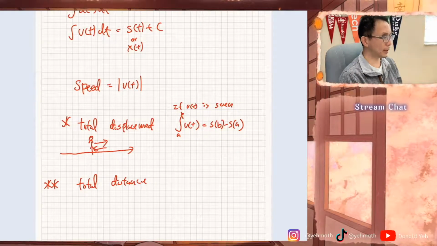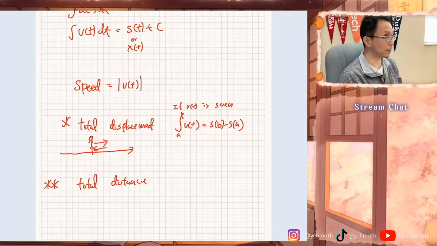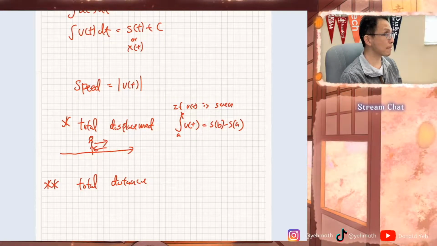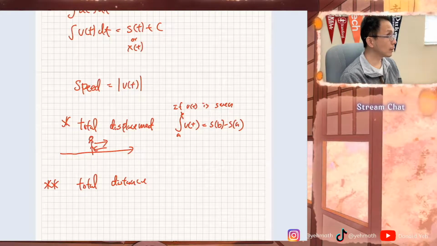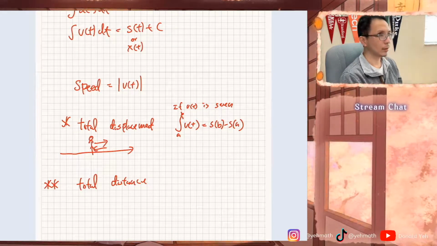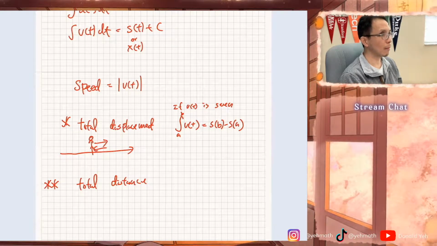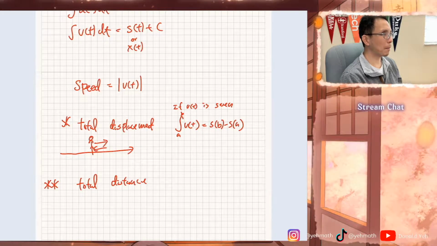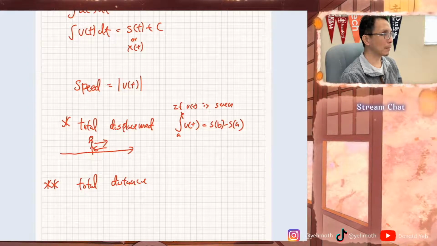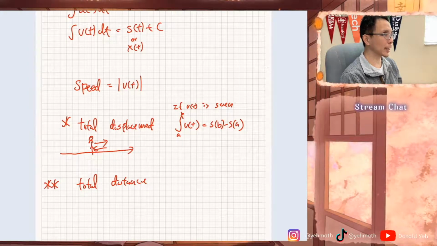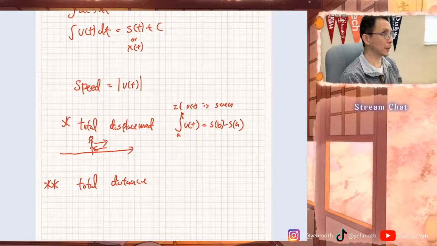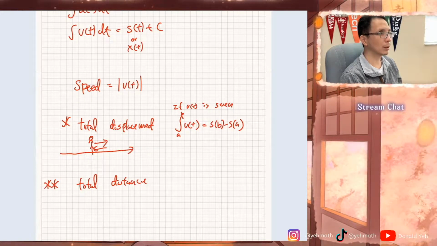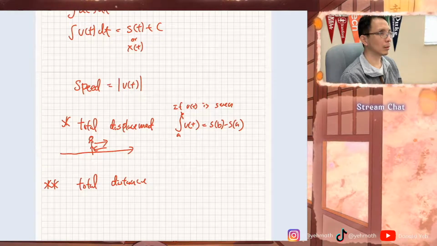But what is total distance in terms of the equations? What is it? Would you add or subtract something? No. Would it just be S of B minus S of A? Nope. Can you do like S of B plus S of A? It can actually work if you understand a little bit more.